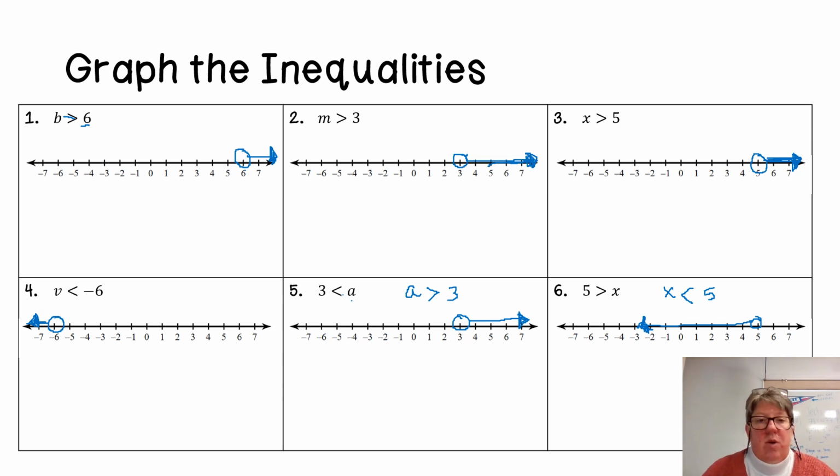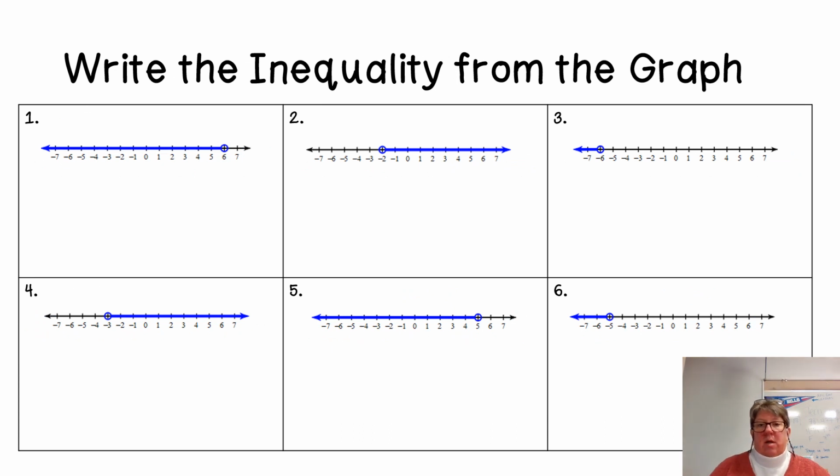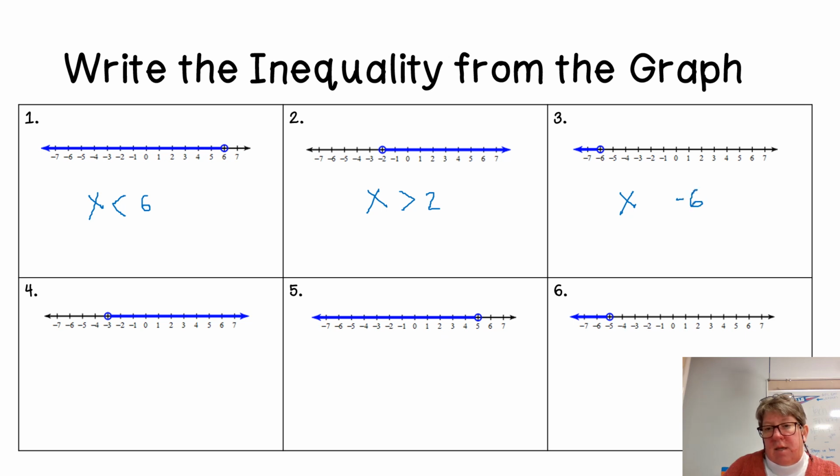All right, and now we are going to write the inequality from a graph. So our first step is pick a letter, any letter. I am going to go with x for simplicity's sake. Now, the number where the open circle is 6, and my solution set arrow points to the left, so I'm going to make my inequality match. Here I'm going to write x, the value is 2. My solution set points to the right, so it must be greater than. Same thing here, x, circle is at -6, and the arrow points to the left, so it's less than.